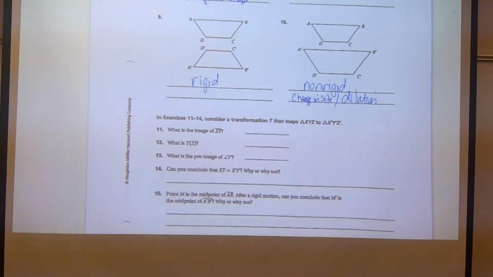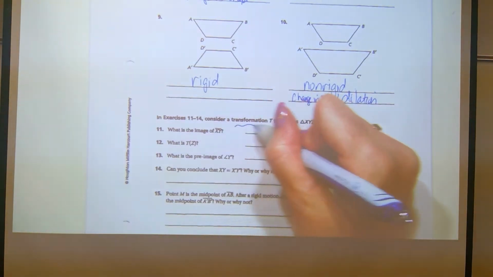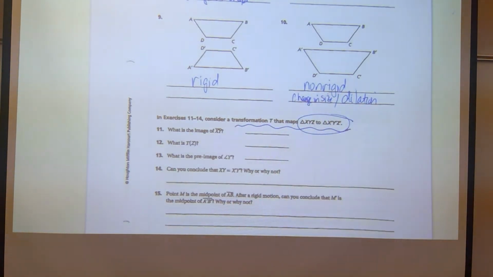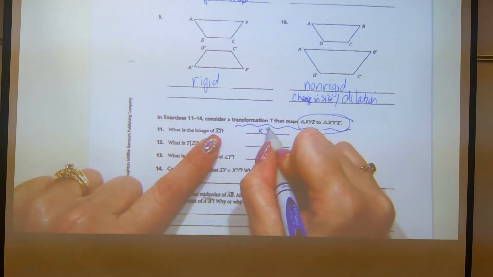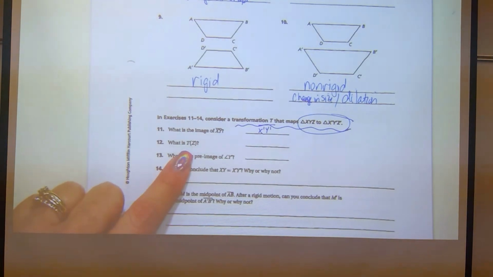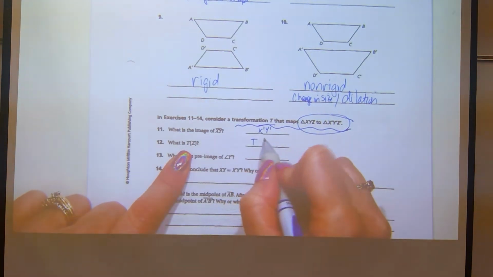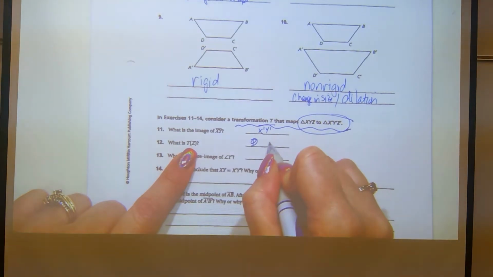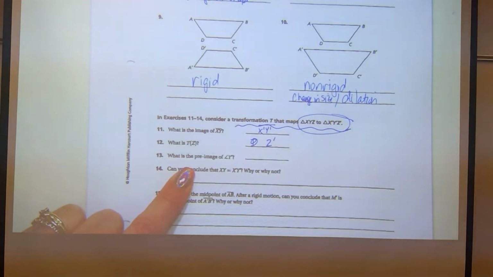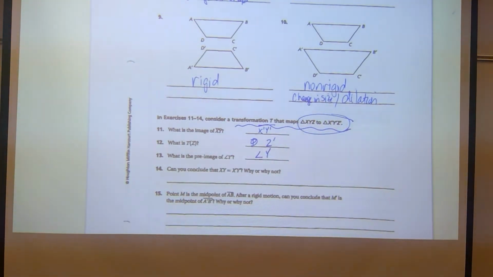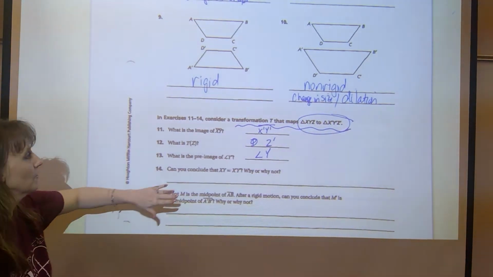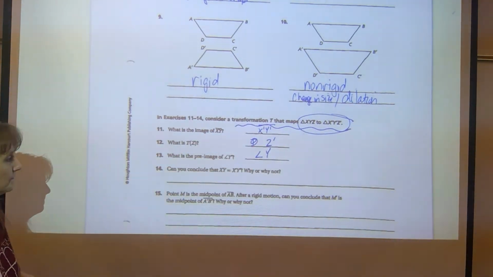Okay, if I have some transformation T that maps a triangle onto its image, the image of segment XY is going to be X prime, Y prime. When I apply the transformation to point Z, I get Z prime. The pre-image, what I started with, for angle Y prime would be angle Y. So all we're doing is finding those corresponding parts, corresponding parts in the form of segments, points, and angles.